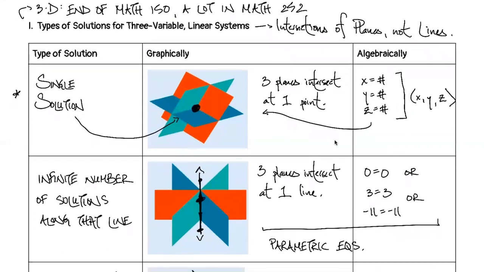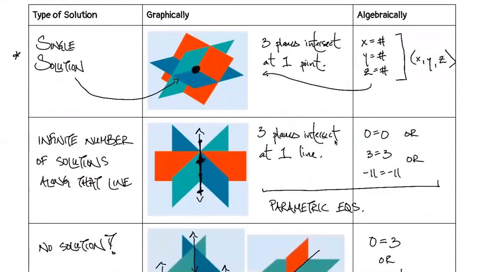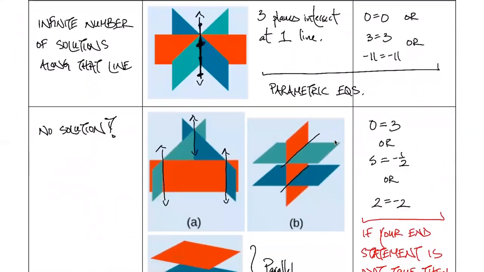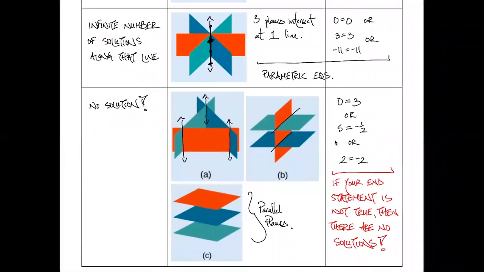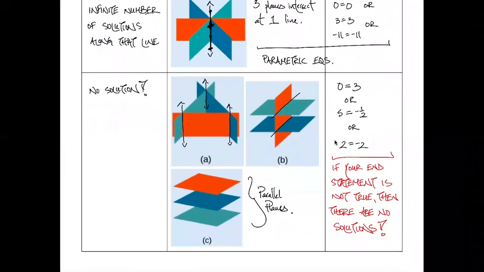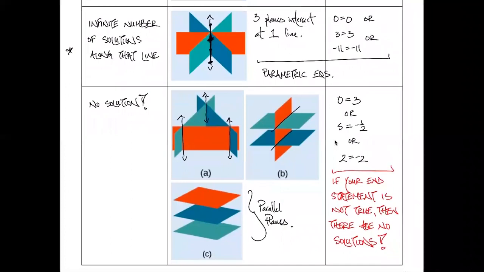It's important to be able to go through the process of finding a single solution and use it as an opportunity to brush up on your algebra skills and your accuracy, okay? But what's also important is to consider these other two cases. In the second case, we have an infinite number of solutions. That's a situation where the three planes all intersect, but they intersect at a single line rather than a single point.